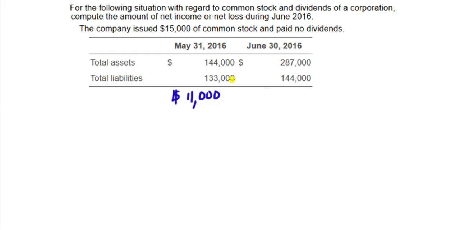1 month later, at June 30th, the company all of a sudden has $287,000 worth of assets, but their liabilities only went up to $144,000. So 287 minus 144 is $143,000. So at June 30th, there's $143,000 worth of owner's equity. In 1 month, we went from $11,000 to $143,000. That's a $132,000 equity increase in 1 month.